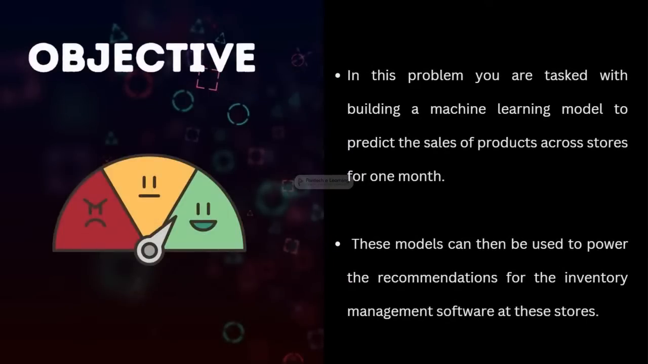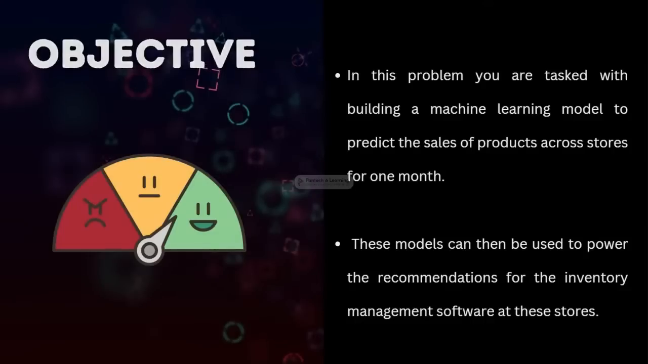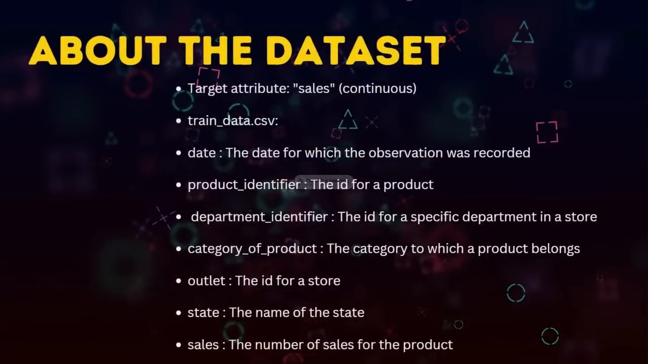The objective here is that in this problem you are tasked with building a machine learning model to predict the sale of products across stores for 1 month. These models can be used to power the recommendations of the inventory management software of these stores. About the data set, we have sales, which is continuous, and that's going to be our target, and we have different sets of files. That's the problem here. Every project will face some problems that we need to overcome, and this is about how we overcome them with the help of pandas.